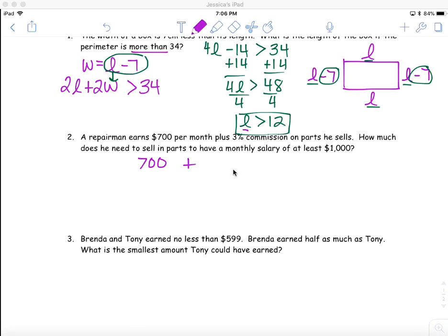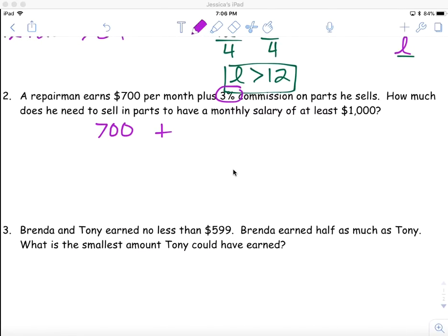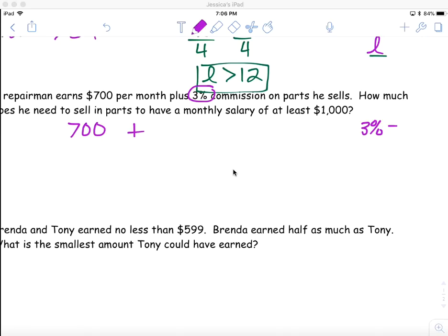So when you have 3%, be careful. We're not going to write this as 3. We are going to write this as a decimal, and to convert 3% to a decimal, remember you just move it 2 to the left. 3% is the same thing as 0.03. You can also think of it as 3 over 100, which is 0.03. And he's going to take 3% of whatever commission he sells. I'm going to call that X.